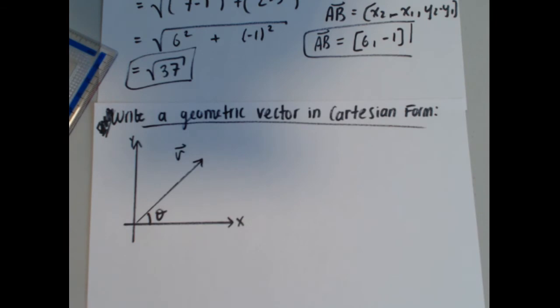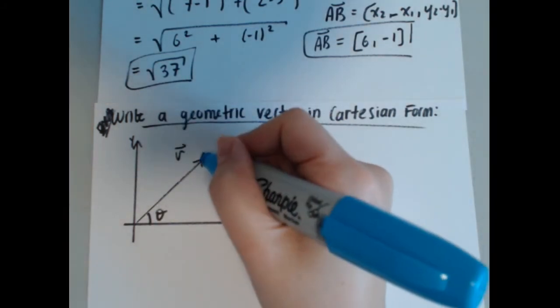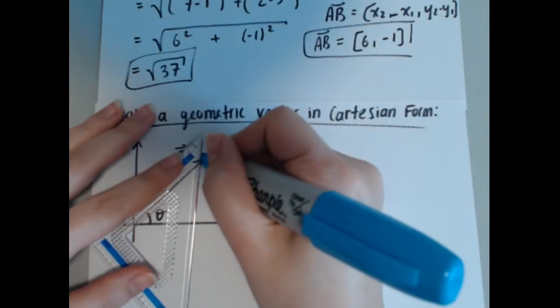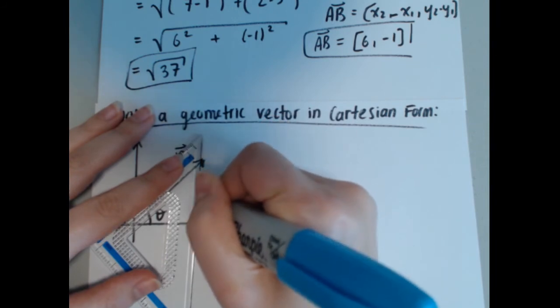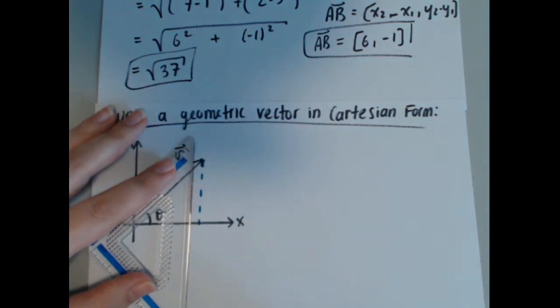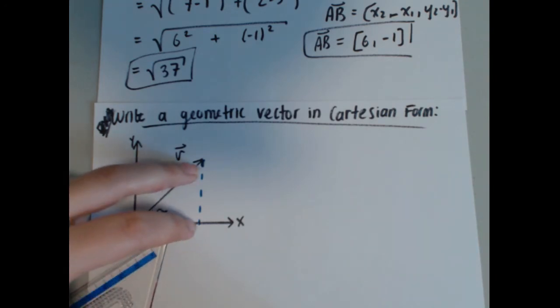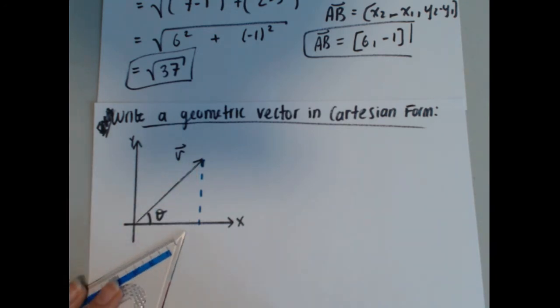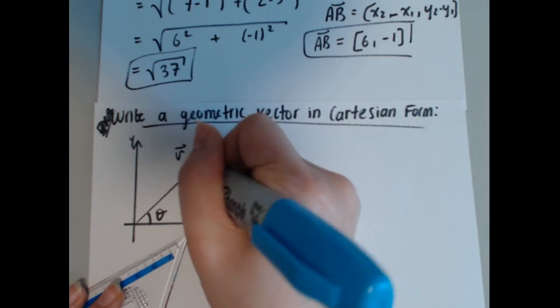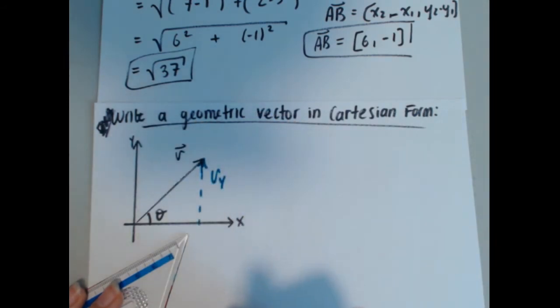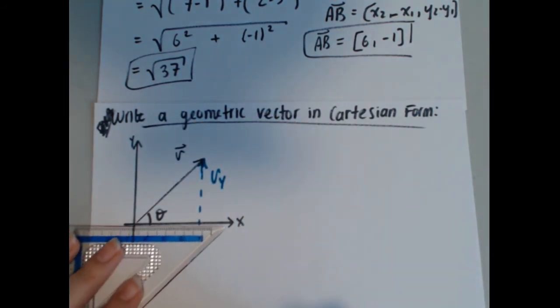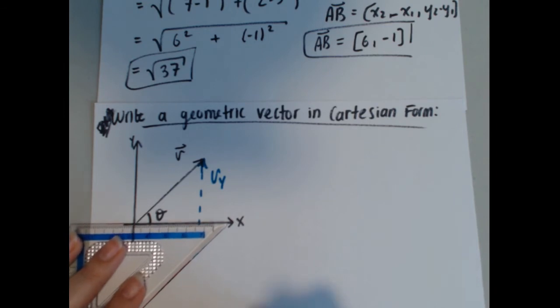Now, if we want to change this to Cartesian form, the first thing we need to do is drop a vertical dashed line from the tip of the vector to the horizontal axis. So we're going to drop a line like that. And that is going to represent the vertical or the y component of vector v. So that is essentially vy. And I can also draw this arrow on the x-axis.